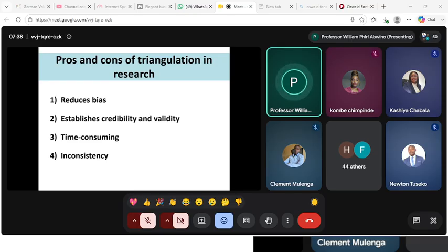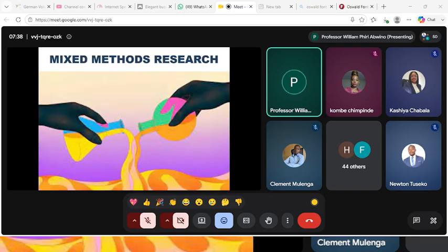What are the pros and cons of triangulation in research? First of all, it reduces bias. Then it establishes credibility and validity. Also, you need to know that when you are triangulating, it will be time consuming, and sometimes you can actually experience some inconsistencies.